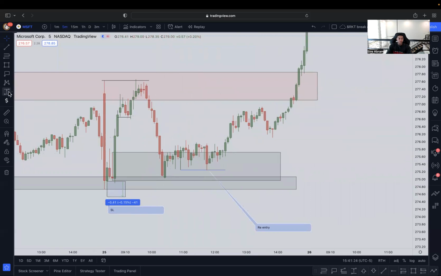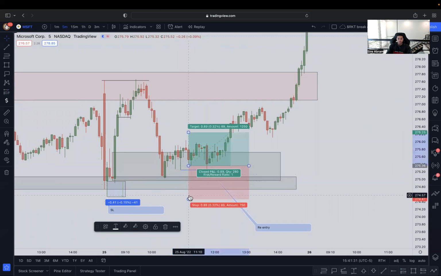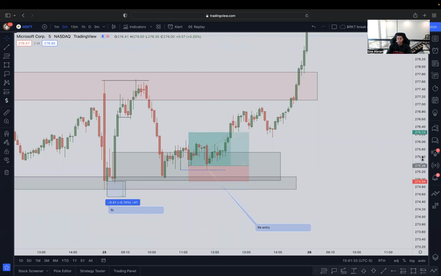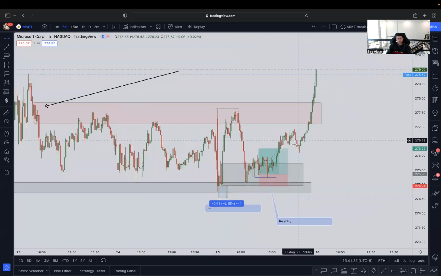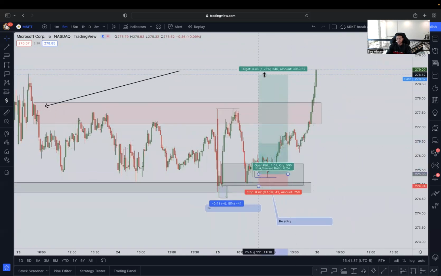All right, so just like that. So then we took a re-entry around this area, stop loss, bottom of here, and look what happened throughout the rest of the day. Clean move to the upside.